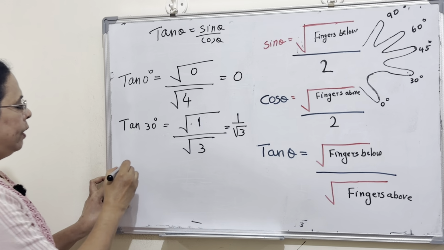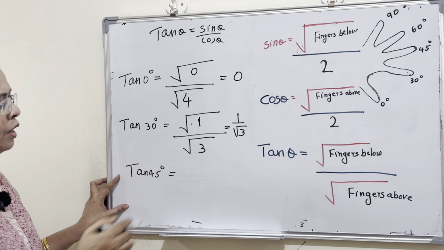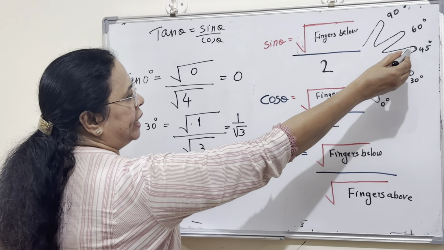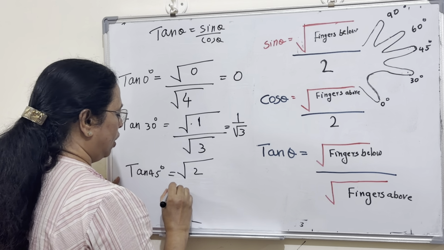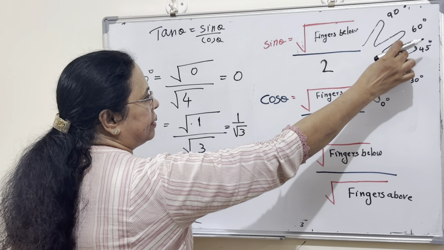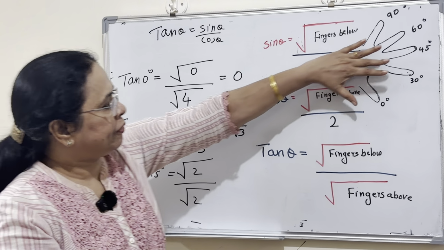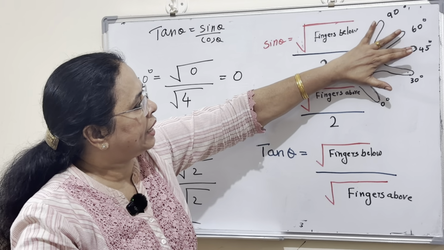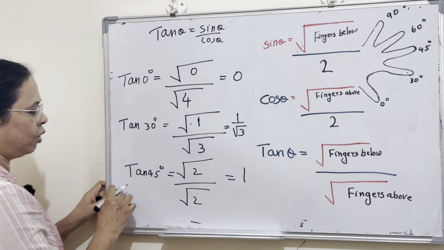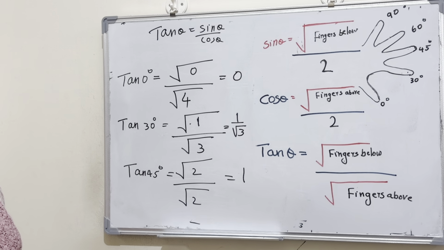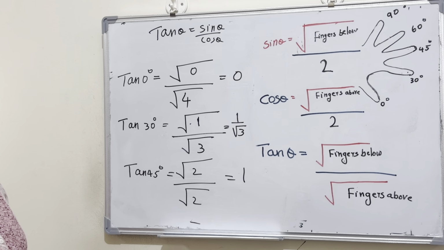Okay. Now when I go for tan 45 degree, fingers below 45 degree, how many? 1, 2. So under root 2, divided by fingers above. When I take this 45, above is again 2. So you take your left hand and do this. So root 2 by root 2 becomes how much? 1. So what is tan 45 degree? 1. Tan 0 is 0, tan 30 is 1 by root 3, tan 45 is 1.